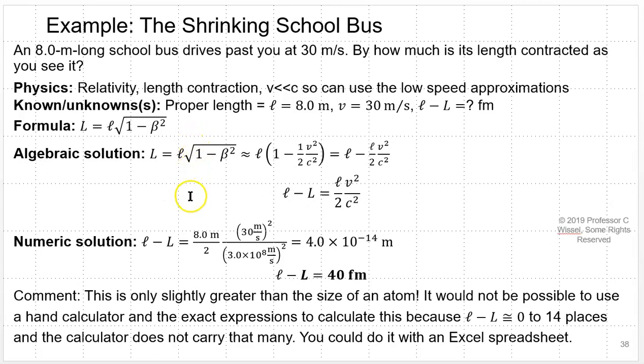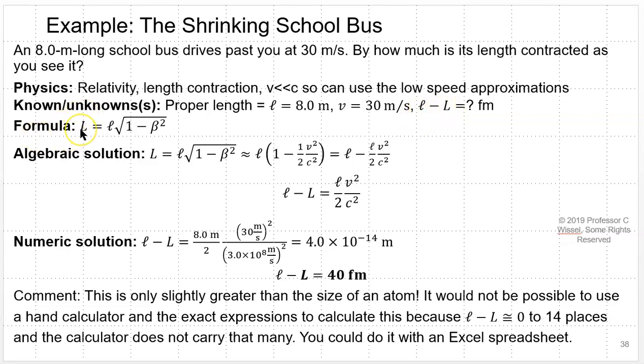Here's an example of the shrinking school bus. An 8-meter-long school bus drives past you at 30 meters per second. By how much is its length contracted as you see it? The physics of this is relativity, length contraction. v is much less than c, so we're going to use the low-speed approximation. Okay, the knowns and unknowns. We know the proper length, little l, is 8 meters. v is 30 meters per second. We're interested in the shrinkage, which is little l minus L.